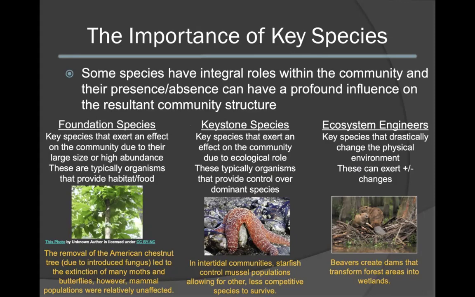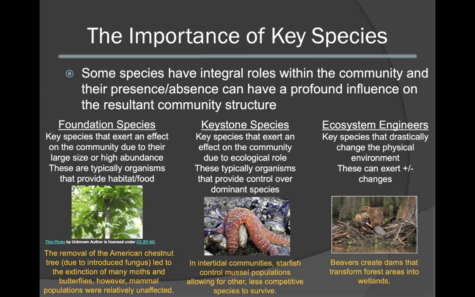For instance, the removal of the American chestnut tree due to an introduced fungus led to the extinction of many moths and butterflies. However, not all species in the community were affected. For instance, mammal populations after the removal of the American chestnut tree were relatively unaffected.